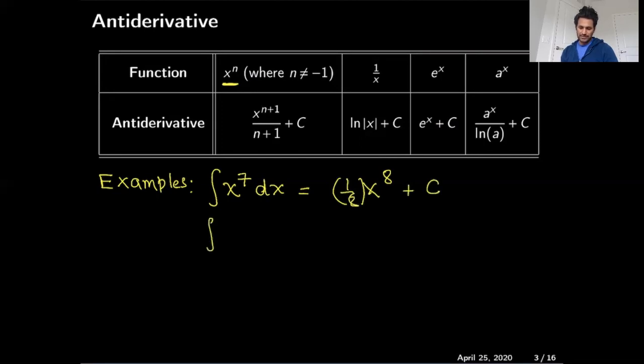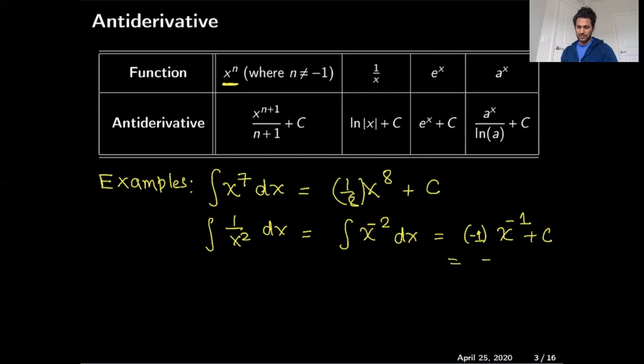Let's calculate the antiderivative of 1 over x squared dx. You can calculate it by first converting that function into a power function, x to the power -2, and then you add 1 to the power. If you add 1 to the power, we will get -1, and then you flip it: -1 over -1 plus constant c. So the antiderivative is just -1 over x plus c.